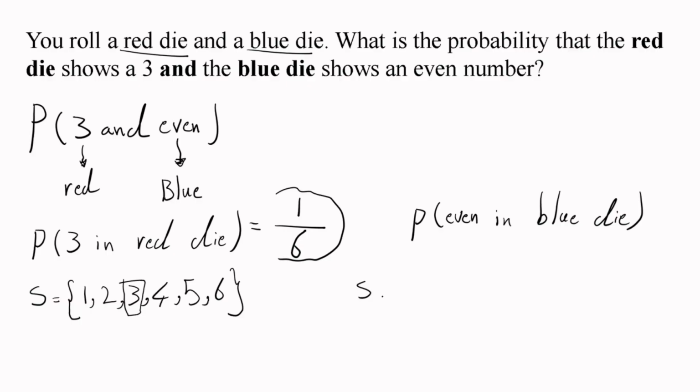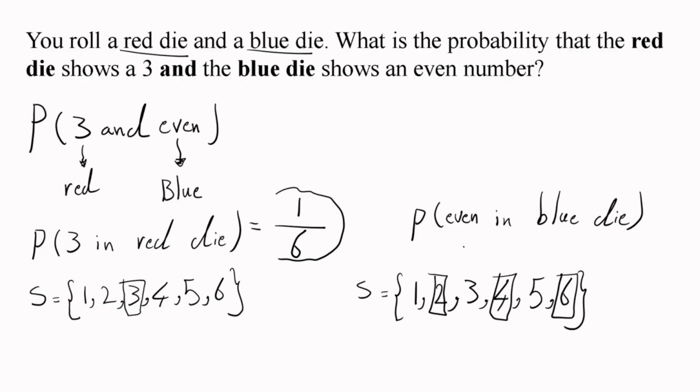Again, I need to write the sample space. If you know that, you do not have to write it. 5 and 6. We want to get even, so how many favorable outcomes do I have? 2, 4, and 6. And how many possible outcomes do I have? And of course, we have 6 possible outcomes, so it's gonna be 3 over 6 or 1 over 2.